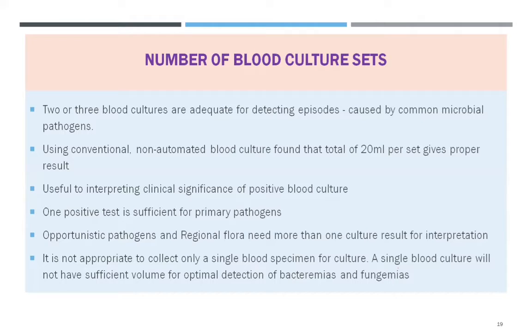Opportunistic pathogens are regional flora and need more than one culture set for interpretation, as I said before. It is not appropriate to collect only a single blood specimen for culture. A single blood culture will not have a sufficient volume for the optimal detection of bacteremia and fungi.